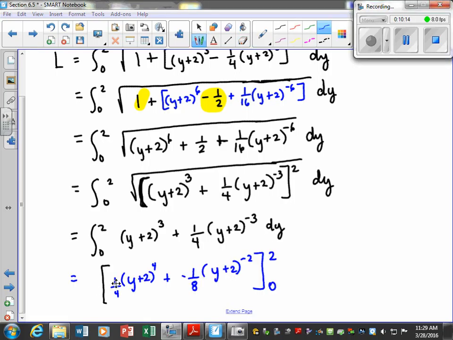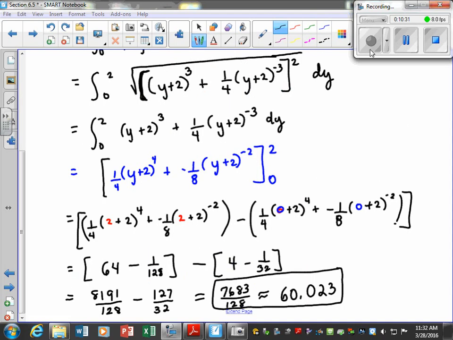Okay, so to the fourth power divided by 4 gives us this term. Plus 1 is -2, so this divided by -2 is -1/8, y plus 2 to the -2 power, evaluated from 0 to 2. Okay, and then substituting the values of 2 in the first time and substituting the values of 0 in on the right side, simplifying, you get a really big fraction, which is approximately 60.023.